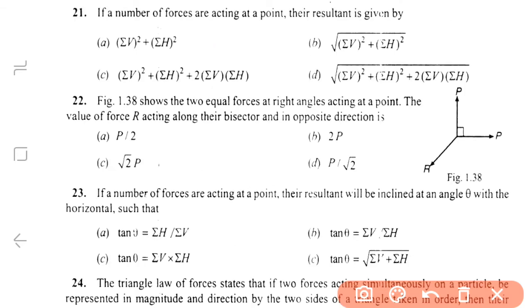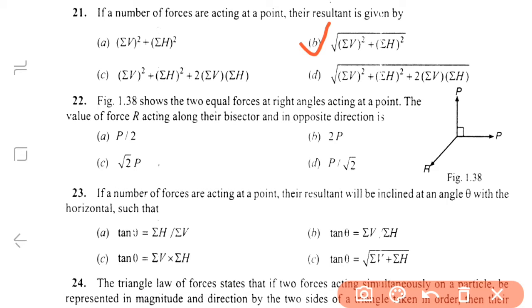Now next is question number 21. If a number of forces are acting at a point, the resultant is given by. Here friends, these are the options, and option B is the correct answer for this question, that is under root of summation of V square plus summation of H square.